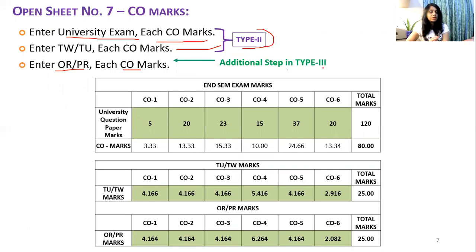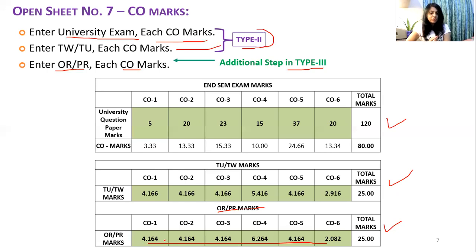an additional step. So in sheet number 7, you will get one additional table. This table I have already explained in the previous video. Now in type 3, you will get this additional table. Remember that you have to enter values wherever there is green color. Don't disturb other values.